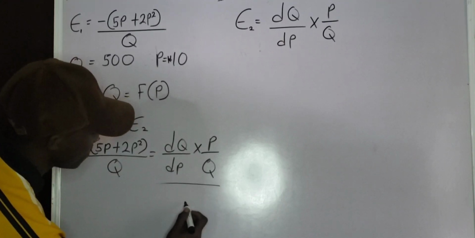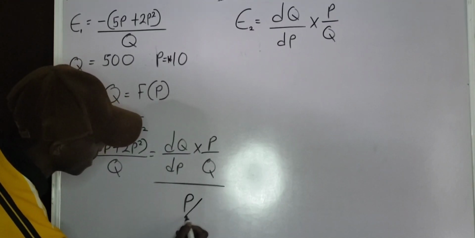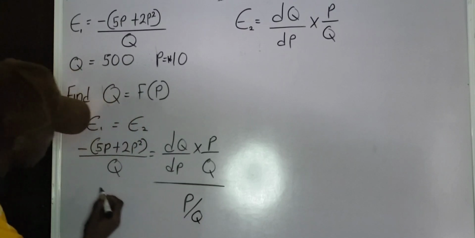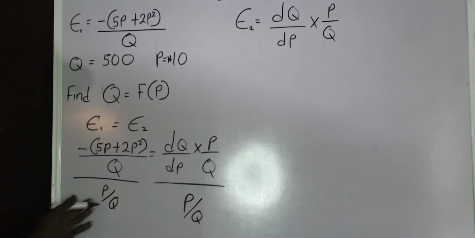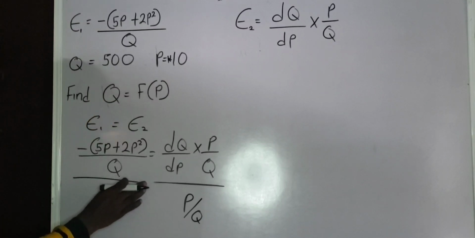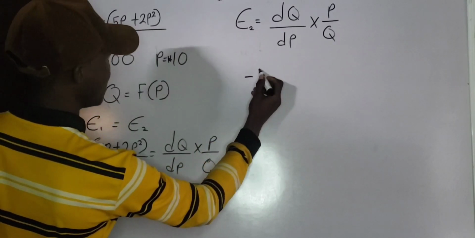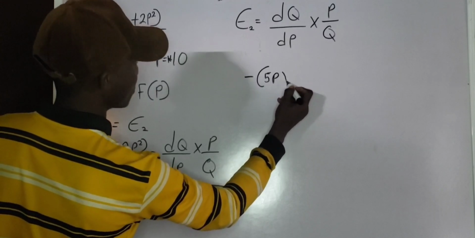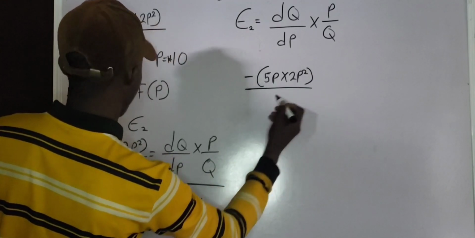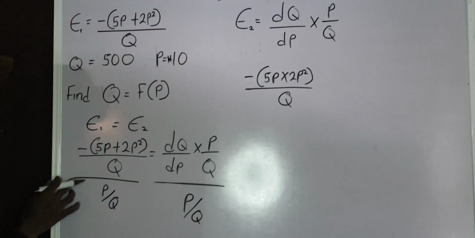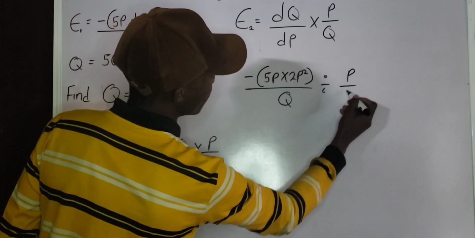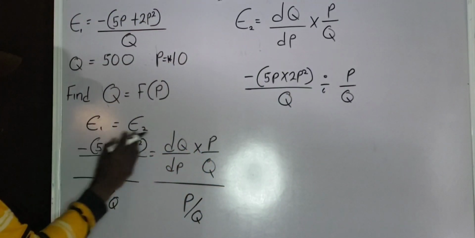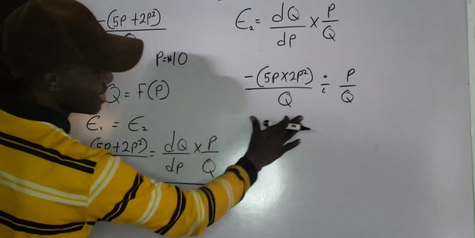So I'm going to have this side divided by P over Q, and this side also divided by P over Q. Do you understand? Now let us deal with this side first. Look at this: negative into bracket 5p plus 2p squared all over Q. This division sign, I'm going to put it here, divided by this P over Q. I rewrite it in this place so that we can solve this side first.